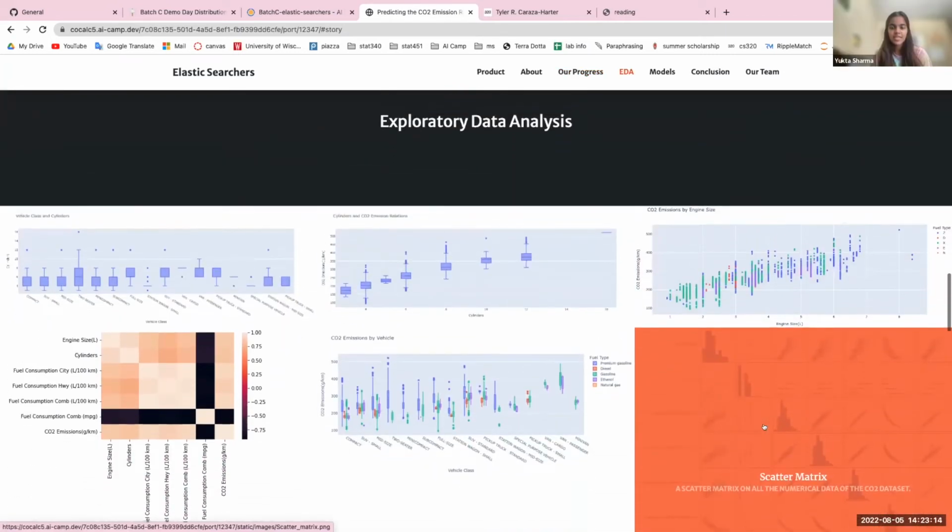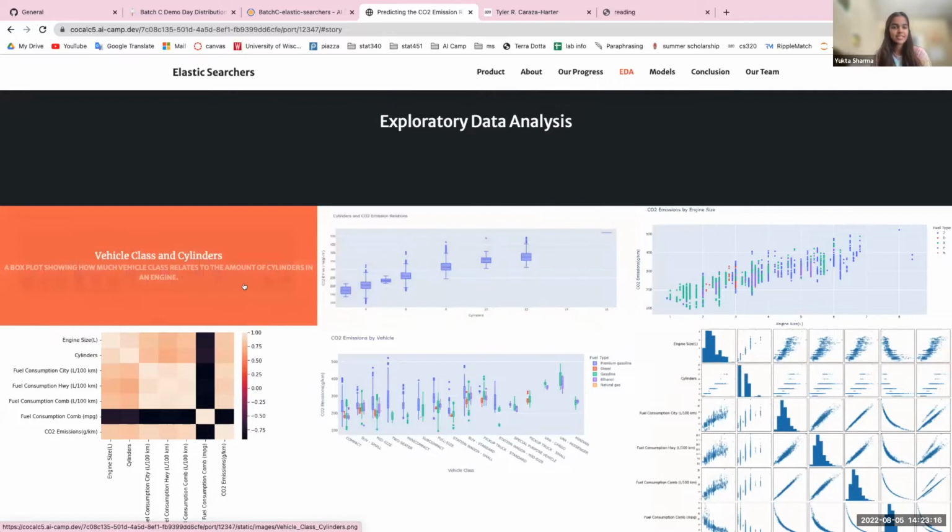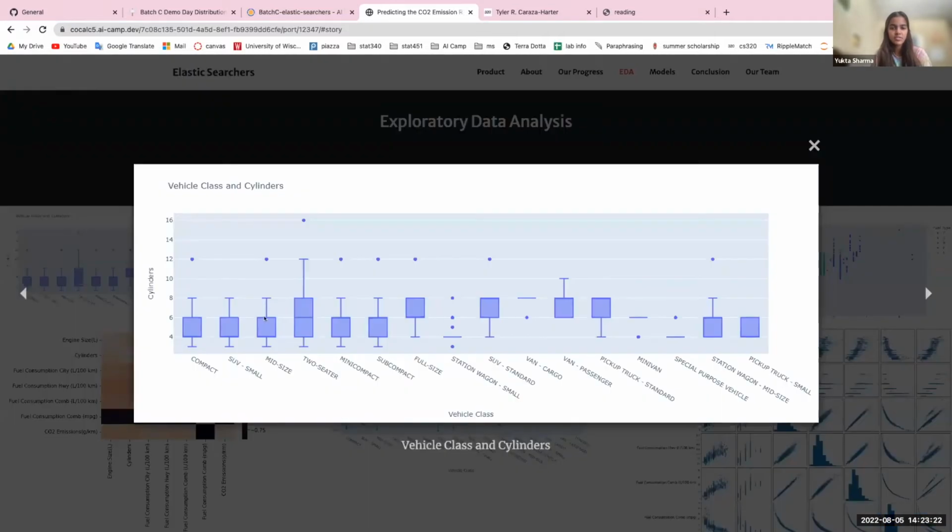And now we're going to be talking about our graphs and explaining them. So we're going to start off with one graph, which compares vehicle class and cylinders. On the x-axis, we have all the vehicle classes, and on the y-axis, we have the cylinders. Since they're box plots, there is no necessarily prominent correlation between the values, but we can notice that two-seaters have the highest range and have an outlier at 16, which is the highest number of cylinders.